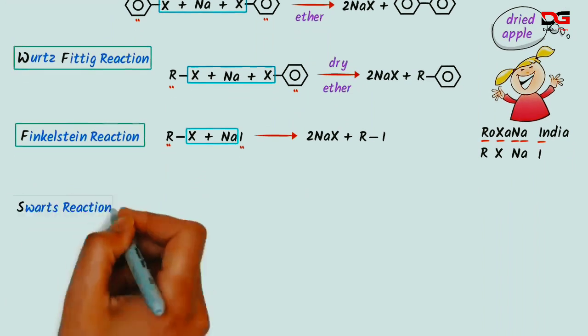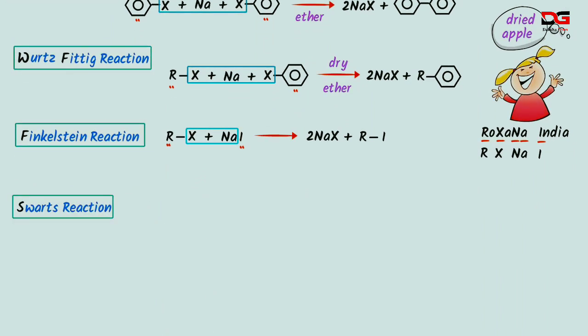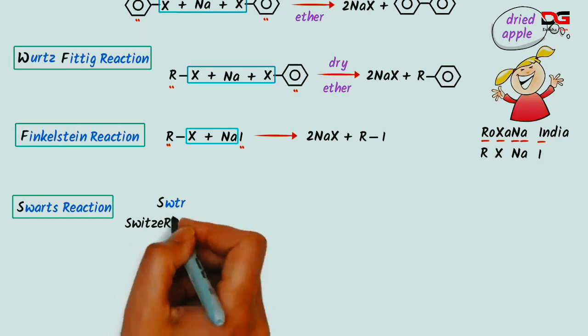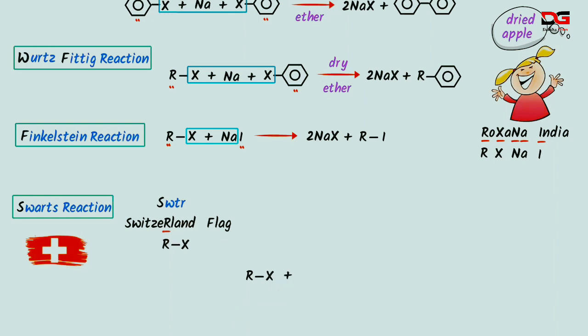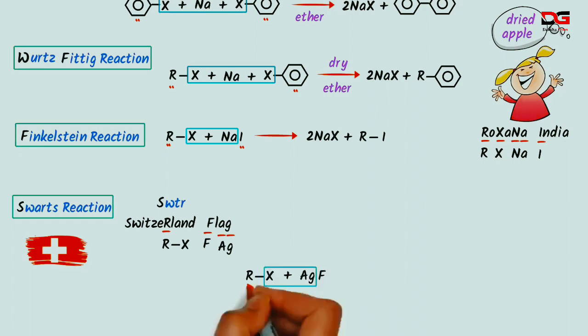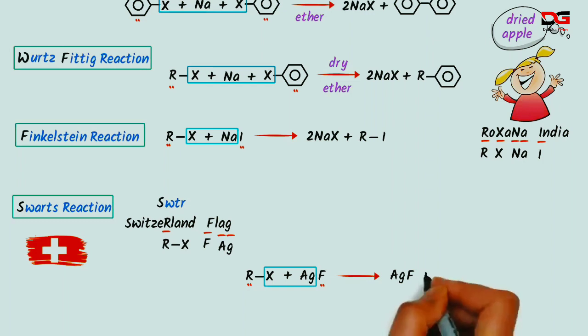Fifthly, consider the Swarts reaction. Remember that in Swarts, I select SAR. Now this SAR reminds me of the Switzerland flag. This R and Switzerland remind me of RX. The Ag in the flag reminds me of Ag, or silver. F and the flag reminds me of F, fluorine. We know that metals like silver react with halogen X to form silver halide, while this fluorine and alkyl combine together to form alkyl fluoride. So this is the Swarts reaction. Thus note down these 5 reactions which are somehow connected.